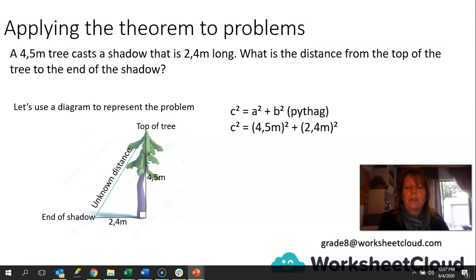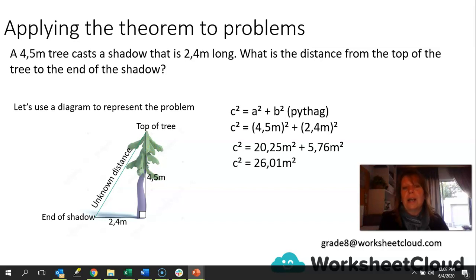If you have to do it on a piece of paper, that's absolutely fine, but it does make things a little bit easier if you use your calculator. Right, so we've got 4,5 times 4,5 is 20,25 meters squared. Then 2,5 meters all squared gives us 5,76 meters squared, and you would have worked that out on your calculator. Add those two together, you're going to get 26,01 meters squared, and remember that is giving us c squared.